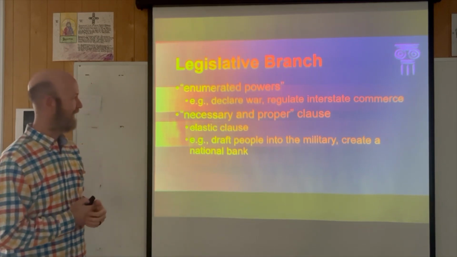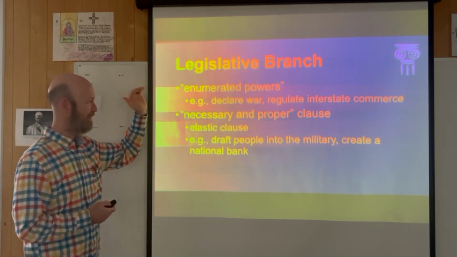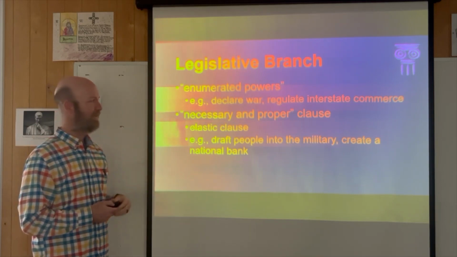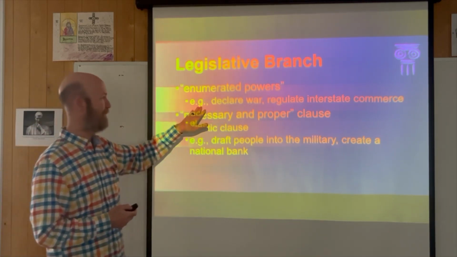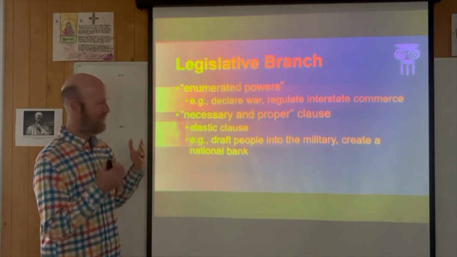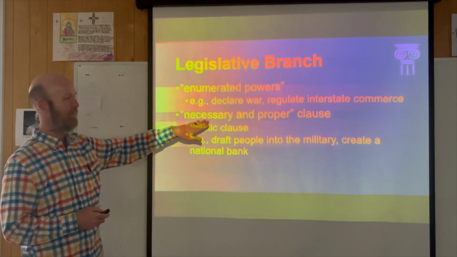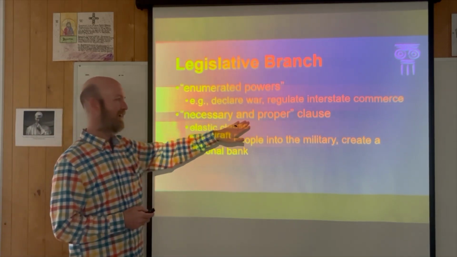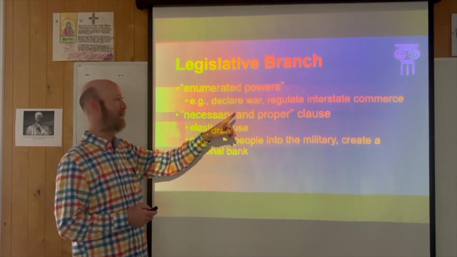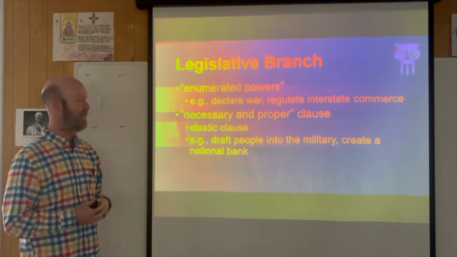Okay, in the legislative branch, in Article 1 of the Constitution, there's something called the enumerated powers. These are things that are directly given in the Constitution to the Congress, such as the ability to declare war, also the ability to regulate interstate commerce. Those are stated in the Constitution as Congress's powers. There's also something called the Necessary and Proper Clause. This says that the Congress can do anything necessary and proper to fulfill one of the enumerated powers. Sometimes this is also called the elastic clause because it stretches based on interpretation.